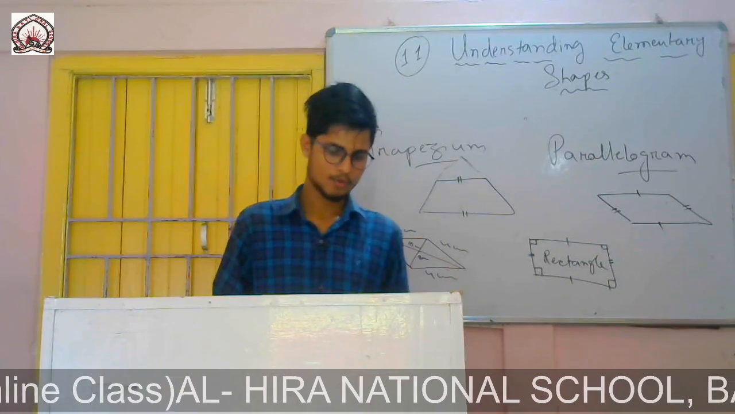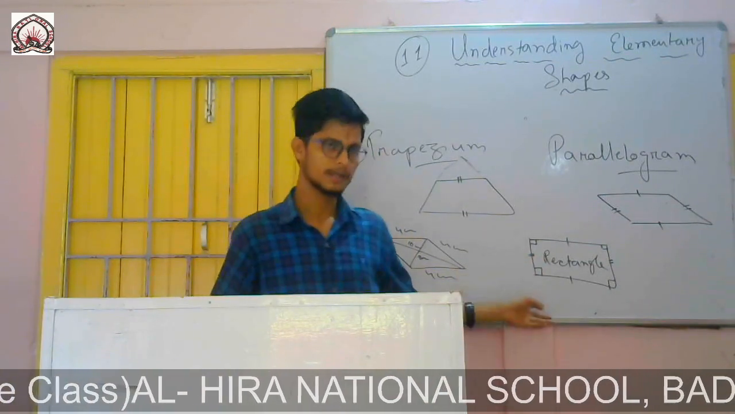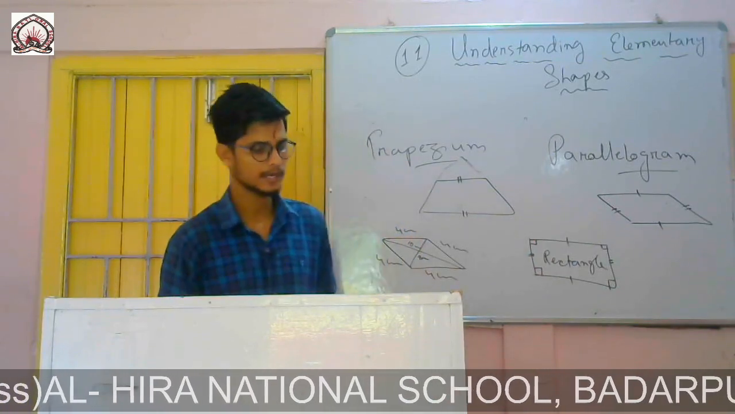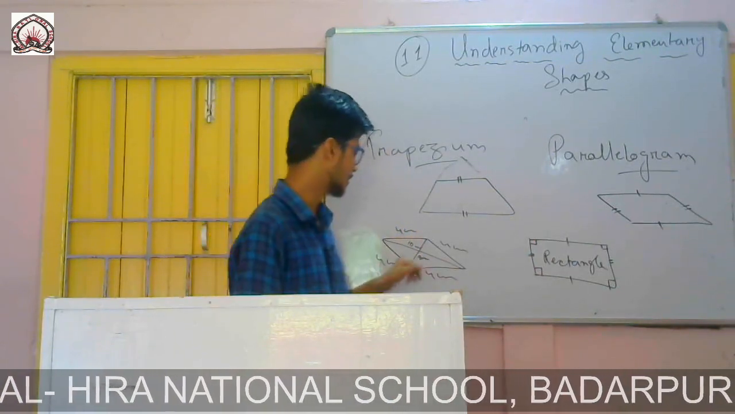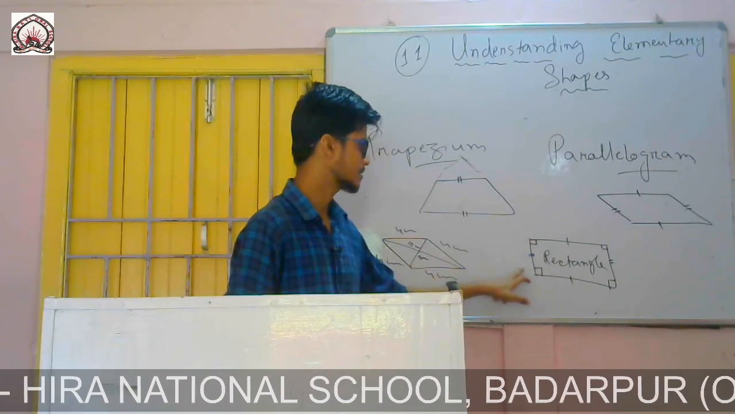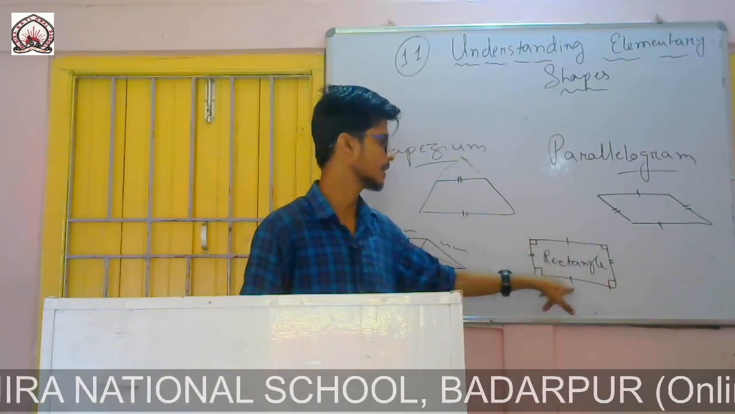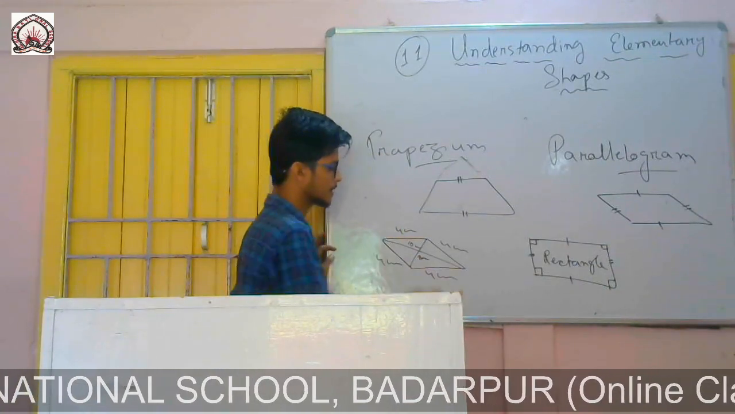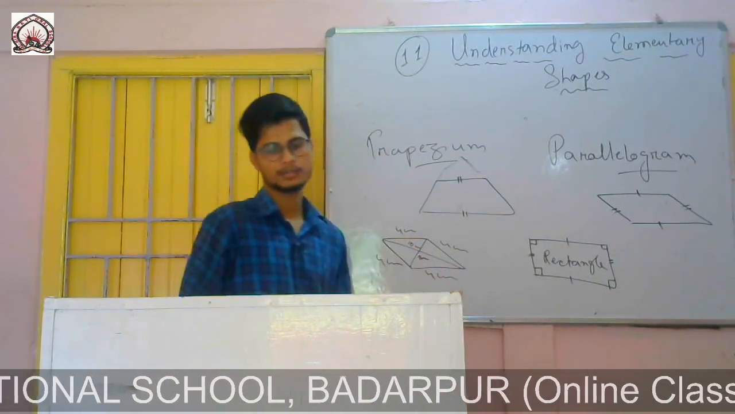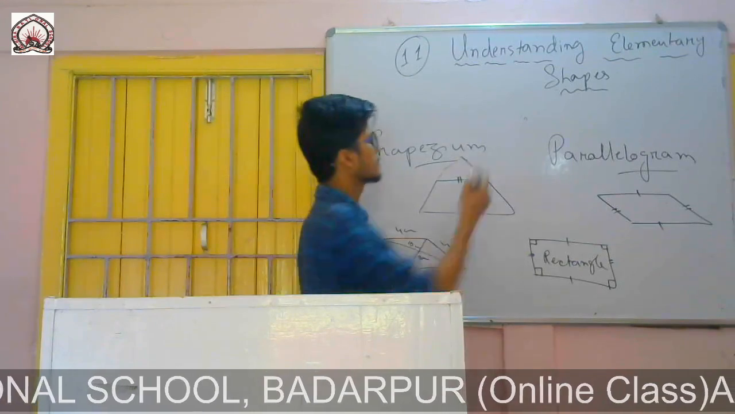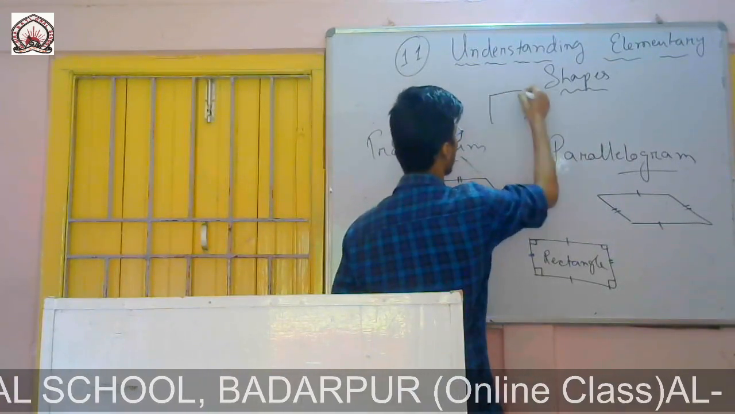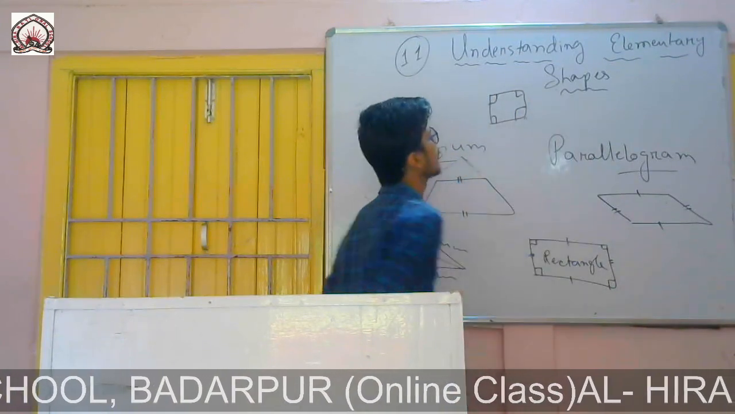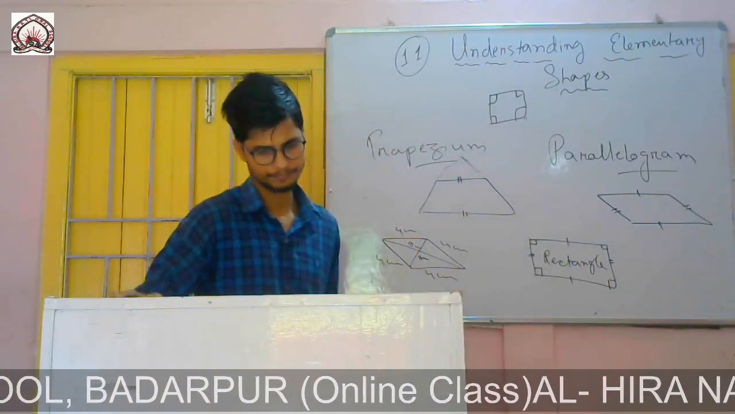Then comes a square. A square is like a rectangle. All the angles are 90 degrees and all the opposite sides are parallel to one another, like a rhombus and a rectangle. This side and this side are parallel, and this side and this side are parallel. So this is a square. All four sides will be equal and all the angles will be equal to 90 degrees.